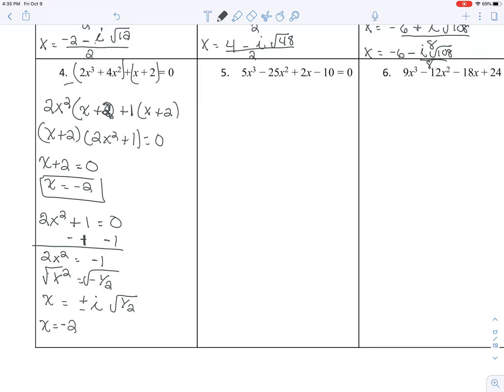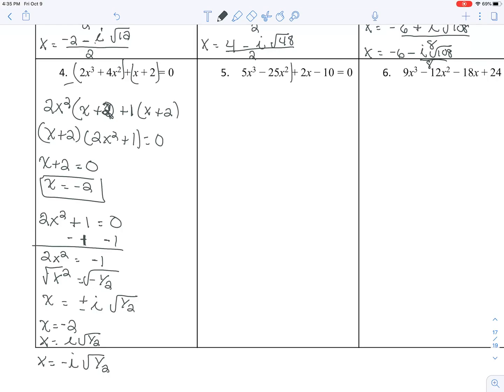So my solutions are x equals negative 2, x is equal to i radical 1/2, and x is equal to negative i square root of 1/2. Okay? All right, let's do the next one.